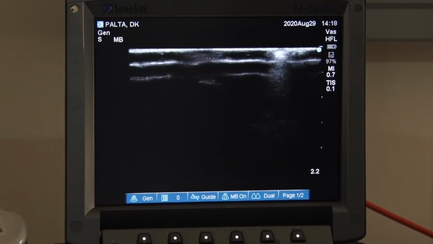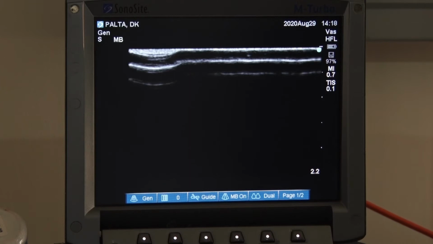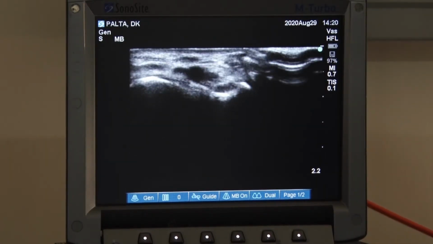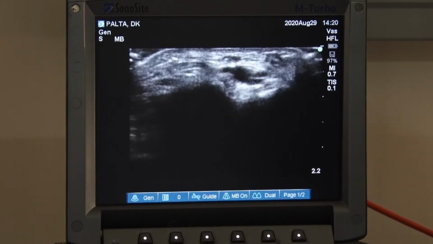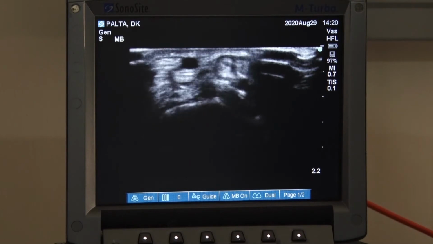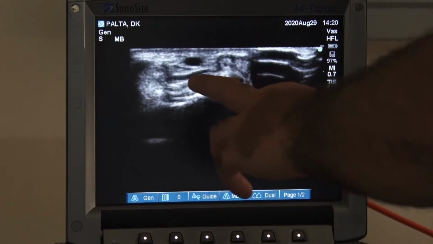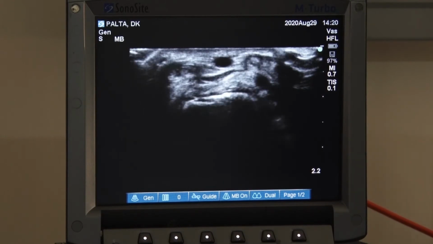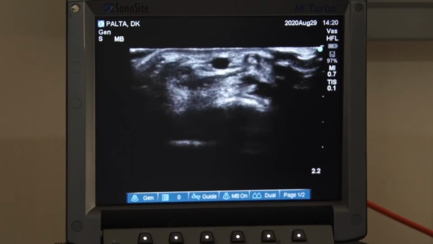Now we'll see the venous system. I am at the wrist in the snuff box. In the snuff box, we can see the radial artery, and along the radial artery there is a vein. This is the vein. This is the formation of the cephalic vein at the wrist.